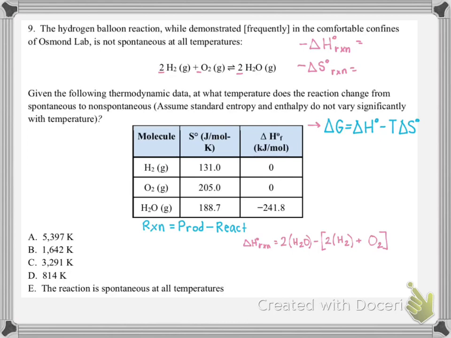Okay, and so we can plug in the values from the table here, and we'll have 2 times the value for water, which is negative 241.8 kilojoules per mole, minus 2 times 0 plus 0. Okay, and the reason that the values are 0 for hydrogen and oxygen is just because they're in their standard states, their standard elemental forms. And so they have a delta H and a delta G of formation of 0.